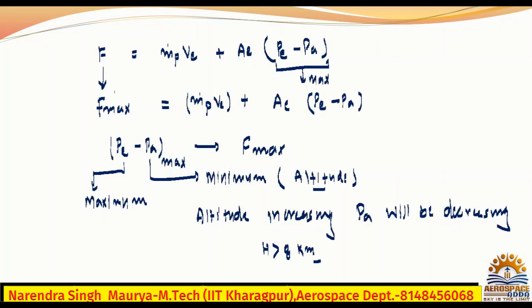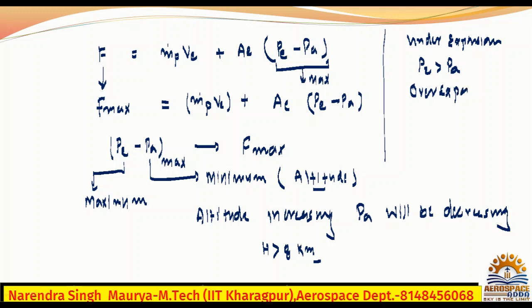What is the under expansion and over expansion? Under expansion means always PE greater than PA. Over expansion means PE less than PA. Check, this value will be maximum when PE is greater than PA. So PE greater than PA will also be called under expansion. This is also called under expansion.